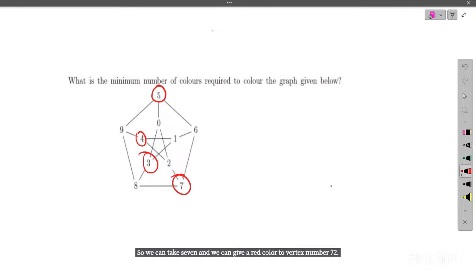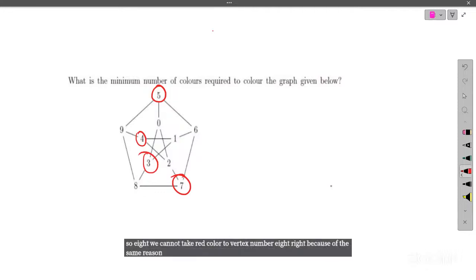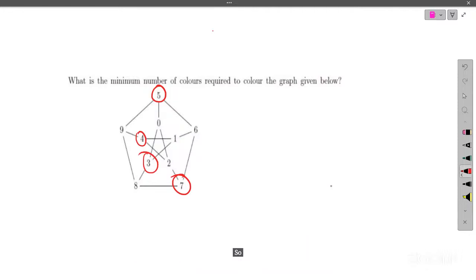So 8, we cannot give red color to vertex number 8, right? Because of the same reason, it is connected to 3. So we cannot give the red color here. We cannot give the red color to 9 too. Now we have to use another color. We cannot keep using red again and again.